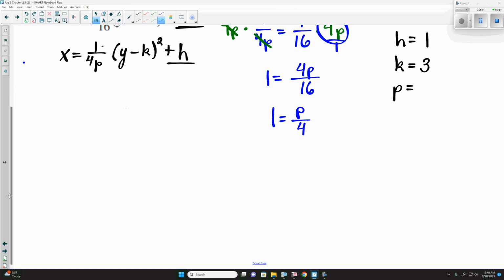Now we do need to get p by itself, yes? Yes, because we're saying p over 4 is the same as what? P divided by 4. So to undo division, we can use multiplication. The 4 and 4 will simplify here, telling us that p is 4.